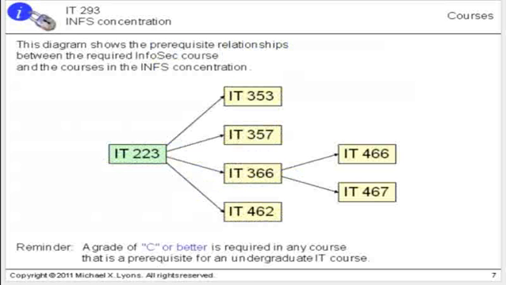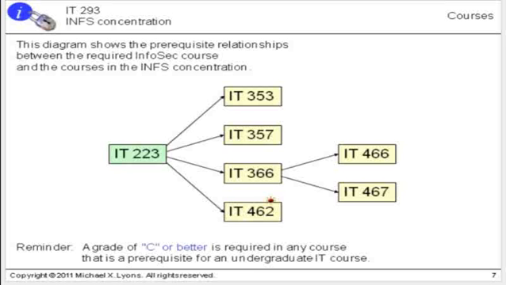This diagram here shows prerequisite relationships between the required course, IT 223, and then in yellow, the courses that will be applicable as of fall 2011. Note that IT 366 is a prerequisite for IT 466 and IT 467. So there's a number of different ways that you could do at least 4 courses in this concentration. You could simply do 353, 357, 366, 462.